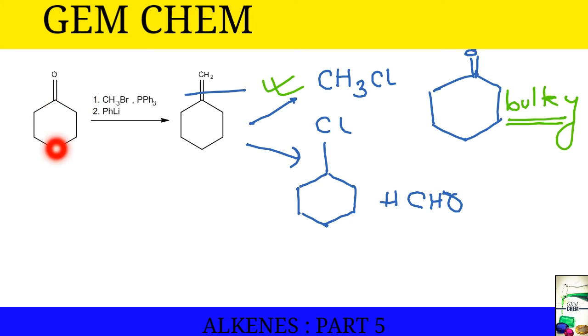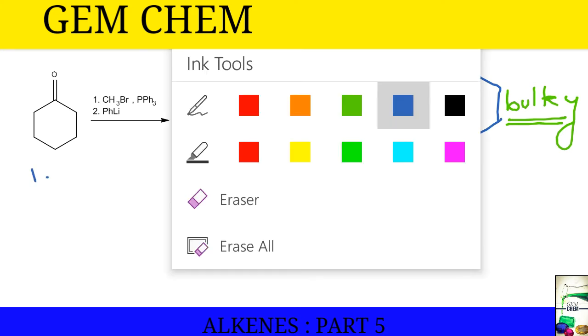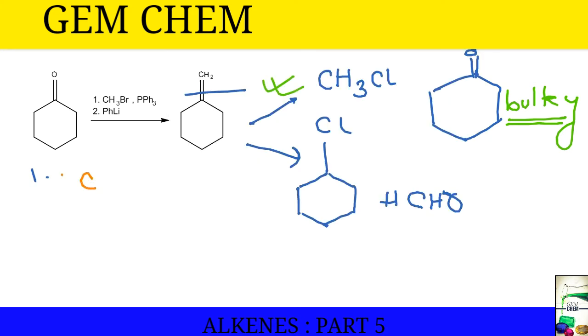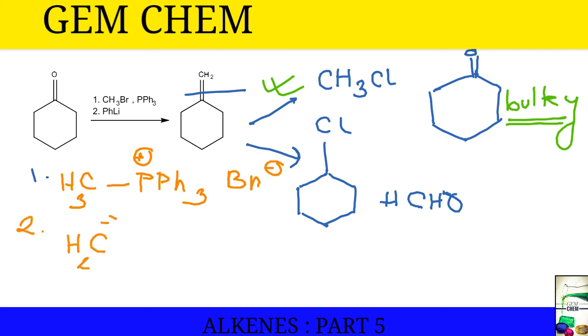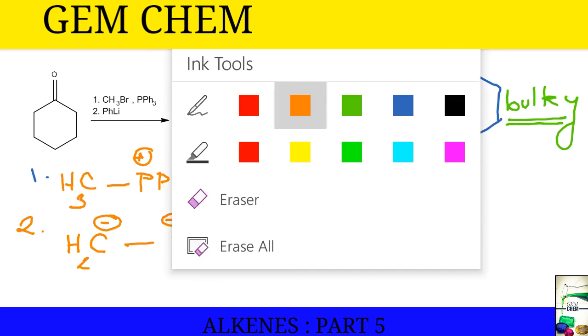That is, this ketone is taken. We add CH3Br, PPh3. Now what does this form? This forms the ylide. Right. First step, number one step will result in formation of this one, CH3PPh3 plus and Br minus, just like the previous mechanism. Then on adding the base, that is the second step, we will get this ylide. And this ylide will ultimately attack the carbonyl compound to give our desired product.